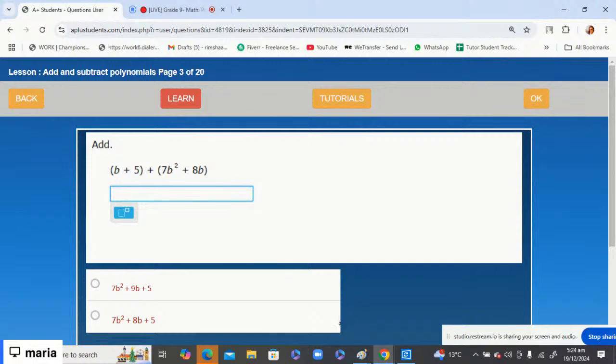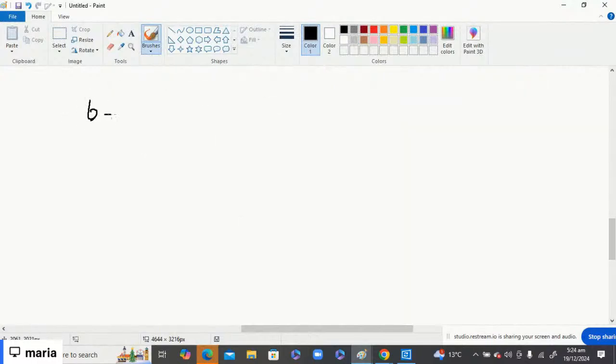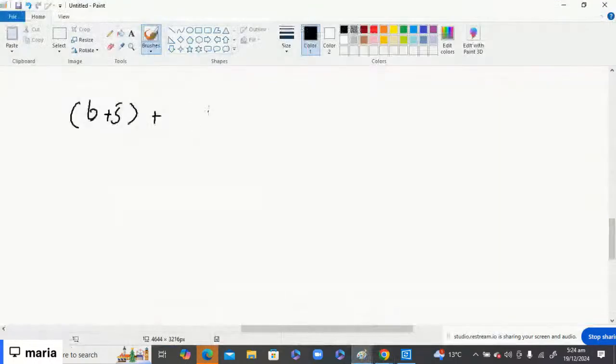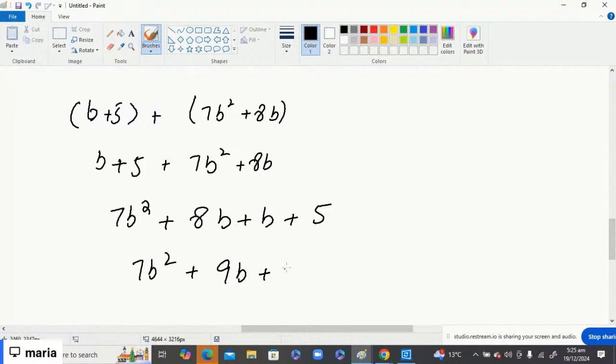So here is b plus 5 plus 7b square plus 8b. Okay, now b plus 5 as it is. Open this: 7b square plus 8b. Putting 7b square from the start, then 8b with the b, and then the constant term. So 7b square plus 8 plus 1 is 9b plus 5.